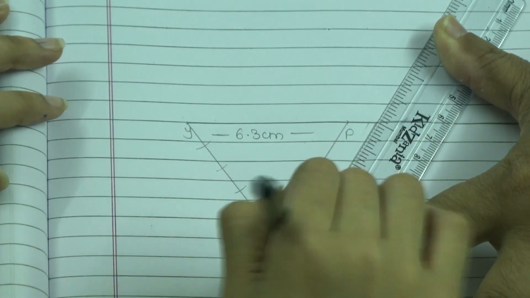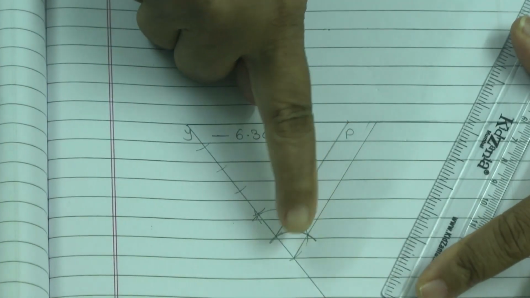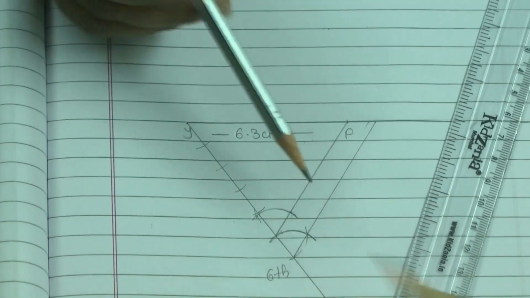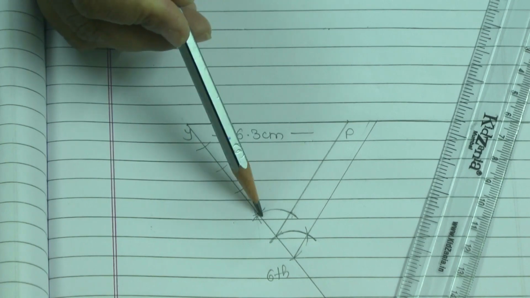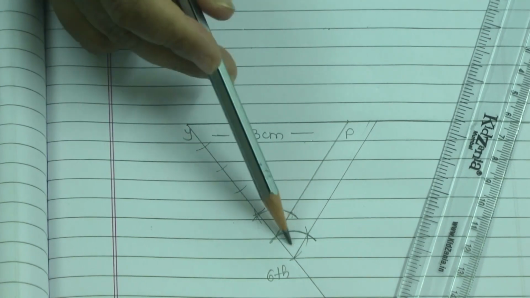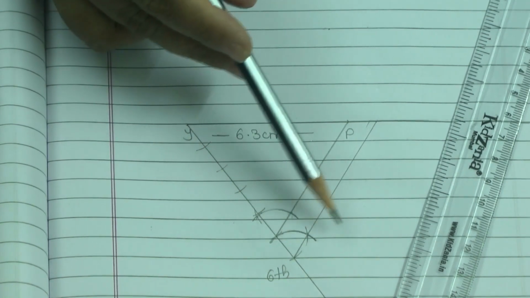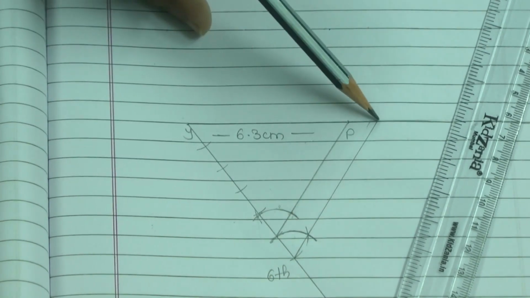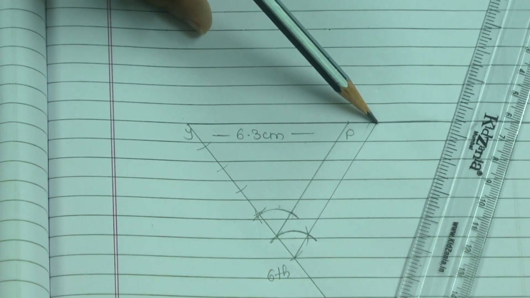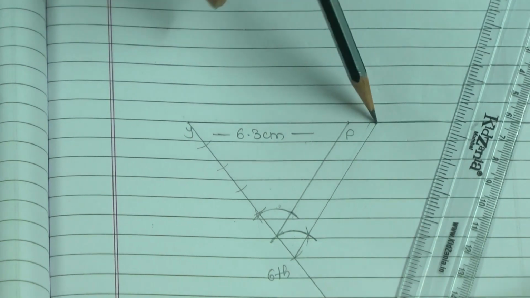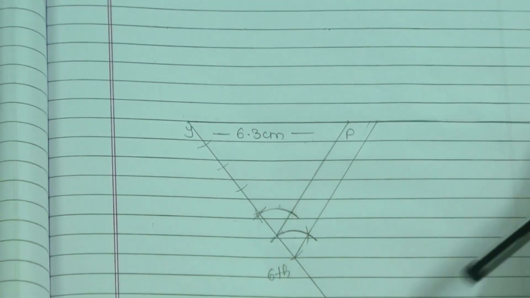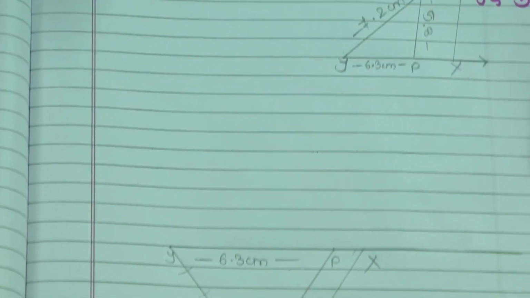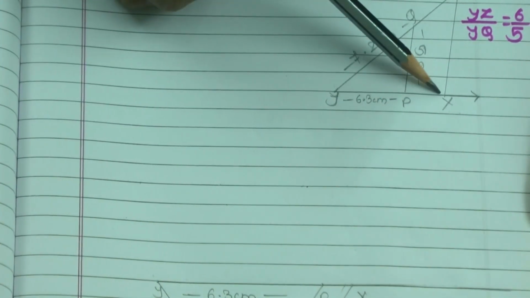Join this arc and the sixth part. Now you see this line is parallel to this line, and therefore corresponding angles are equal, and we have drawn. Because of this angle we got this line. We can locate now the point X. This is the point X as per our rough diagram. See, we got this point X.